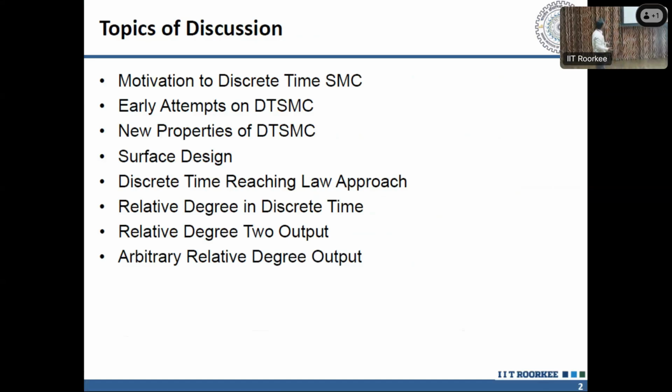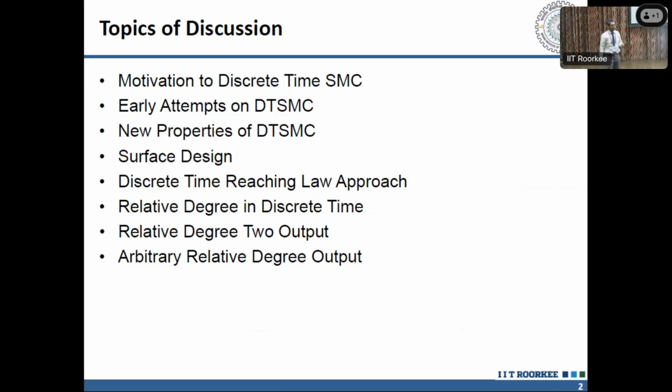So what are those new properties? Then we have to quickly go into the surface design. It is almost similar to how we investigate continuous time, and the discrete time reaching laws and how they are analyzed. Then the concept of relative degree is introduced in discrete time. And then we will see the advances: what happens if we increase the relative degree to an arbitrary relative degree, what the results are, what the performance is. These things we will see.